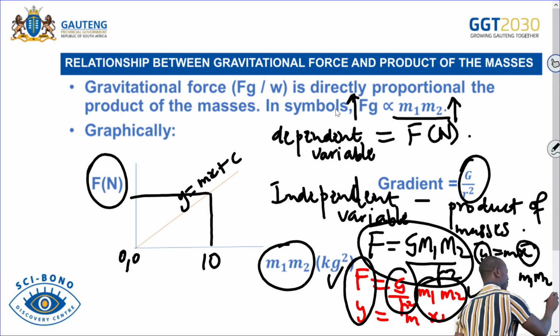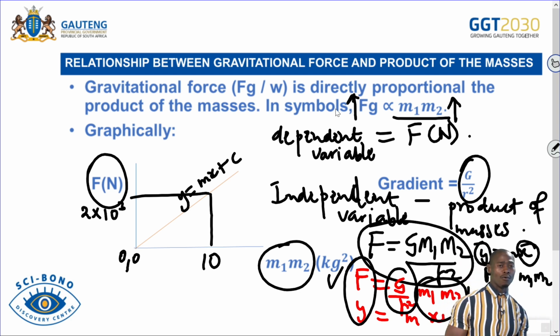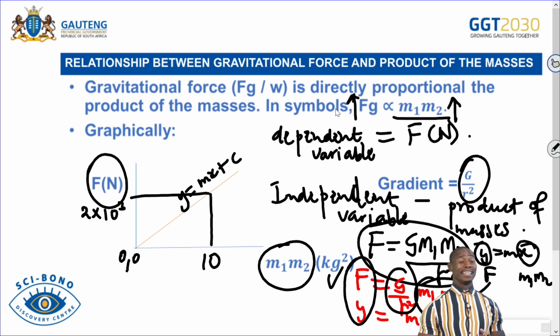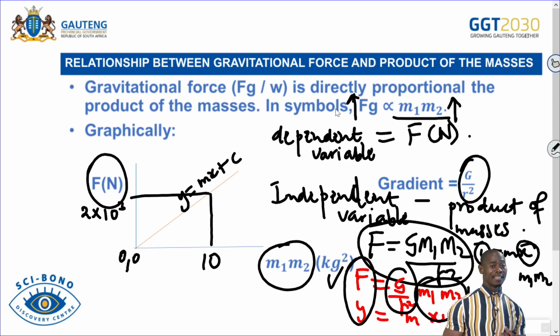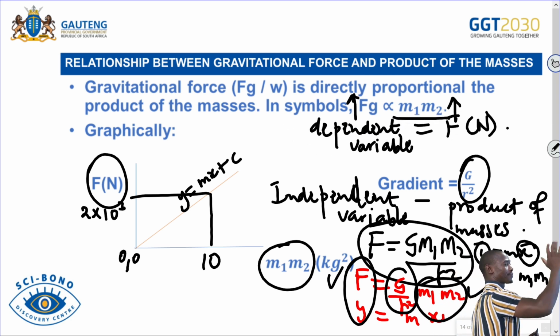10. And then maybe here we are having 2 times 10 to the power 3. And they want us to calculate the distance between these two objects. How are we going to calculate the distance? Use the graph to calculate the distance. So how are you going to use the graph? First thing, you need to calculate the gradient. So I want us to calculate the gradient here.